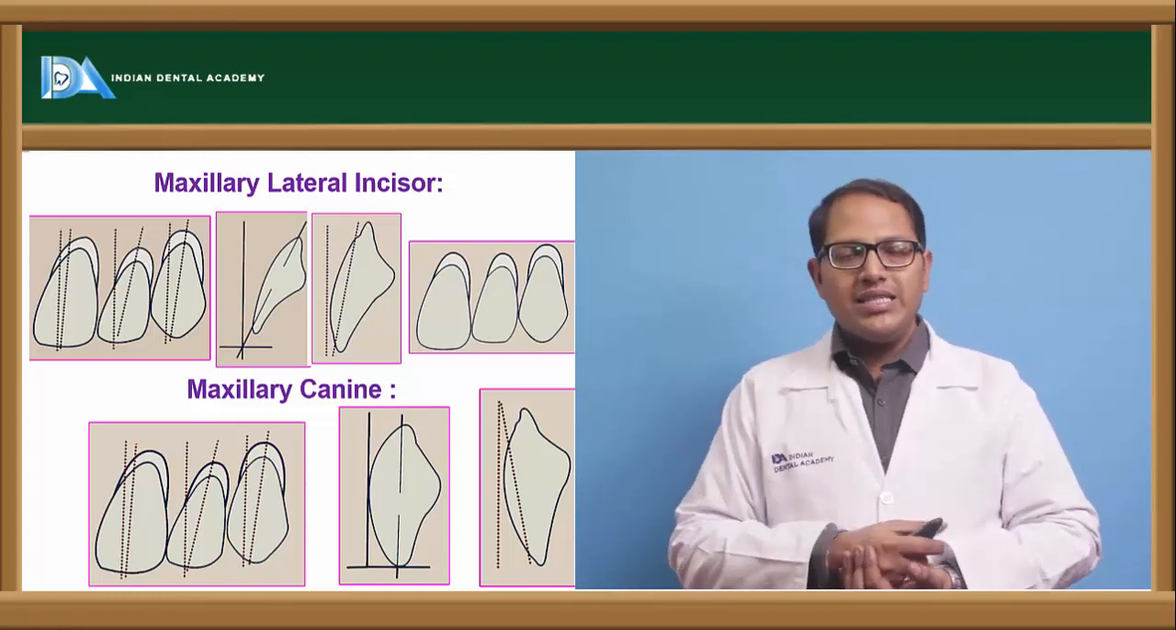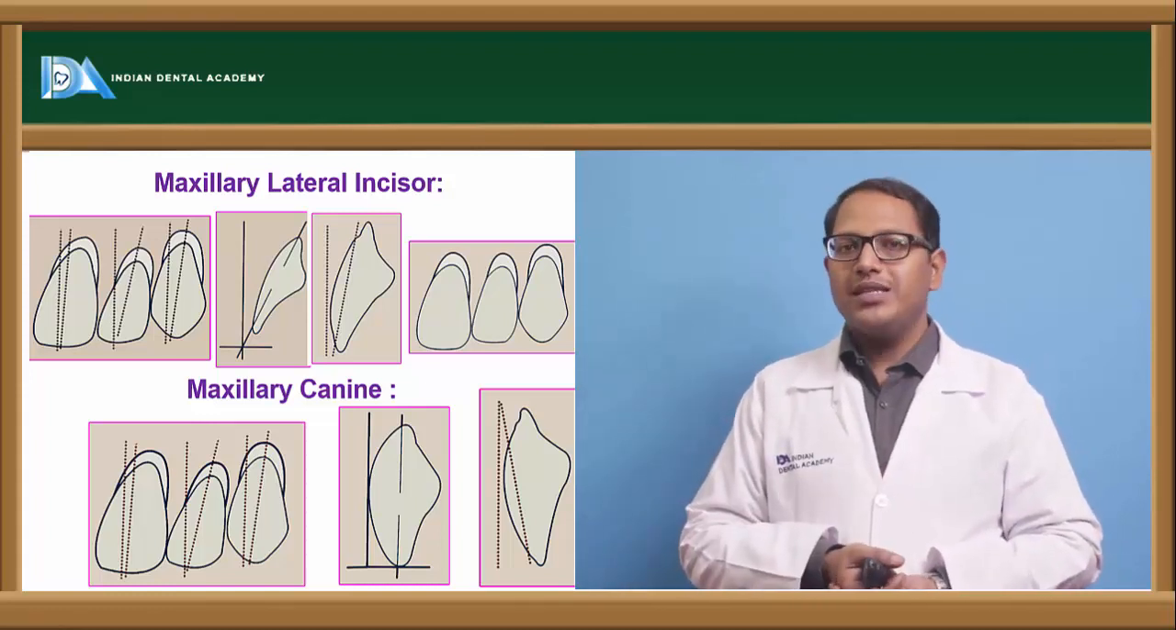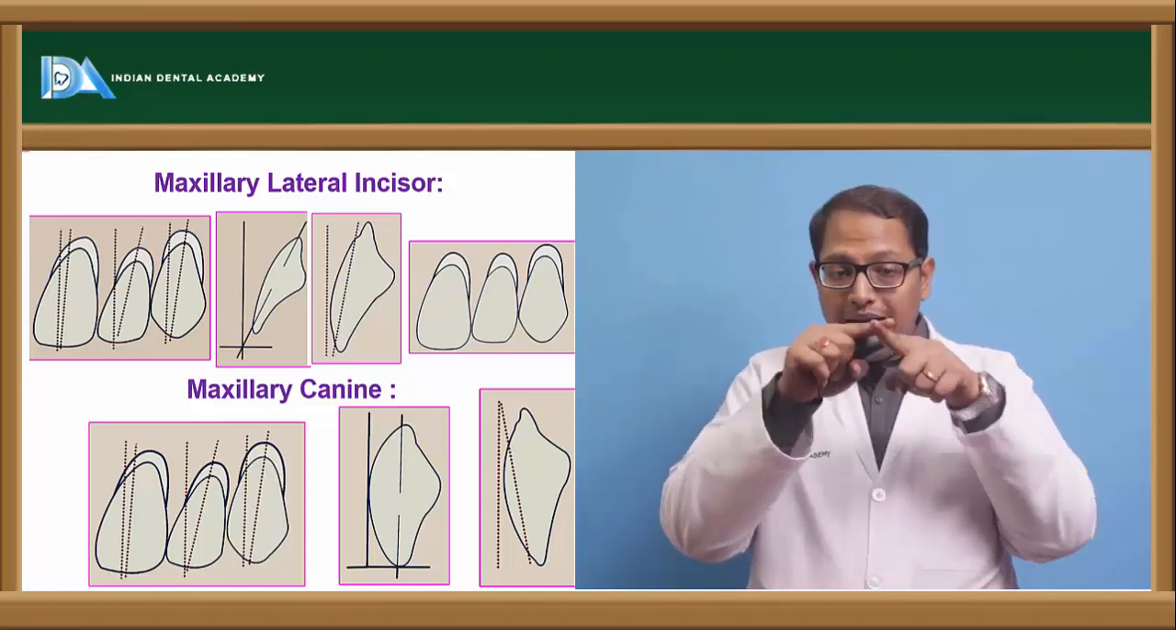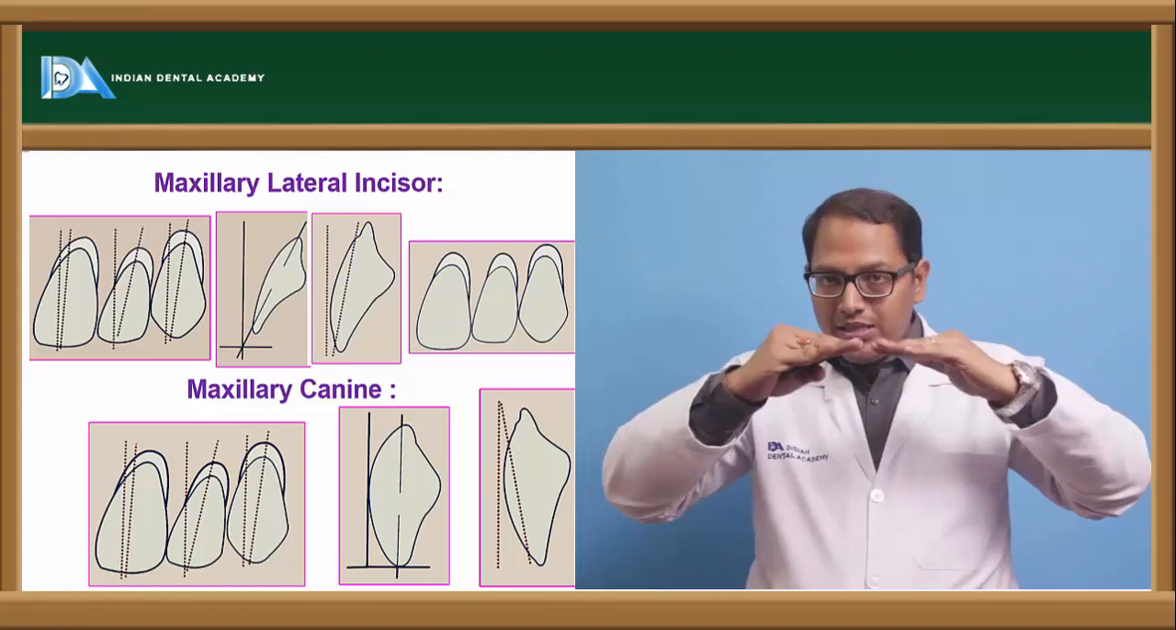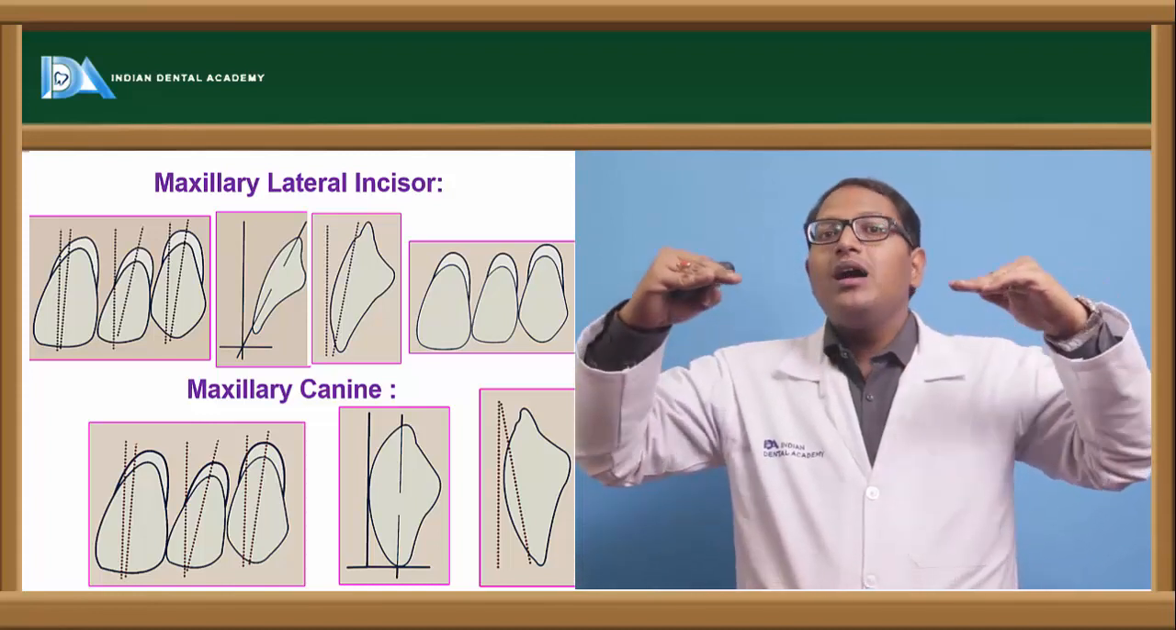Coming to lateral incisors, keep it a little above the central incisor. And why is that so? Because you remember, the smile line is not a straight line, it's a curve. A curve is going to follow like this. So after the central, the lateral has to be a little above.